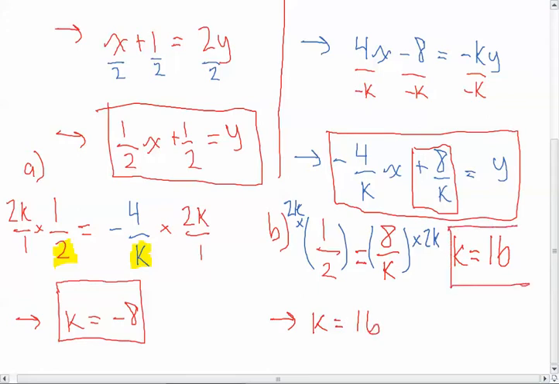Okay, and that's about the hardest type of question that we're going to be seeing, involving converting between general and standard forms. So any questions with that one? Okay, so let's take a look at our assignment.